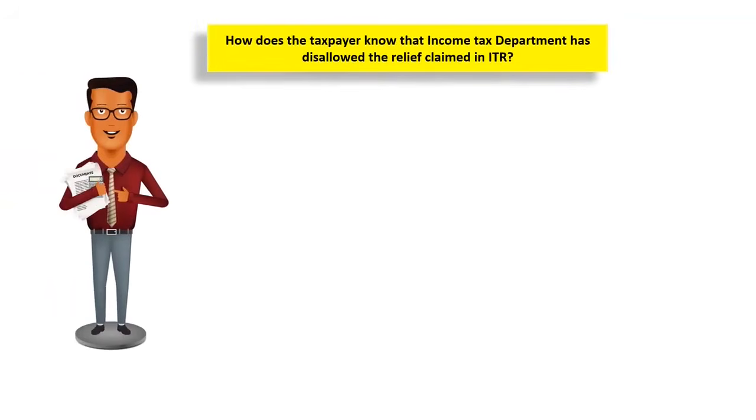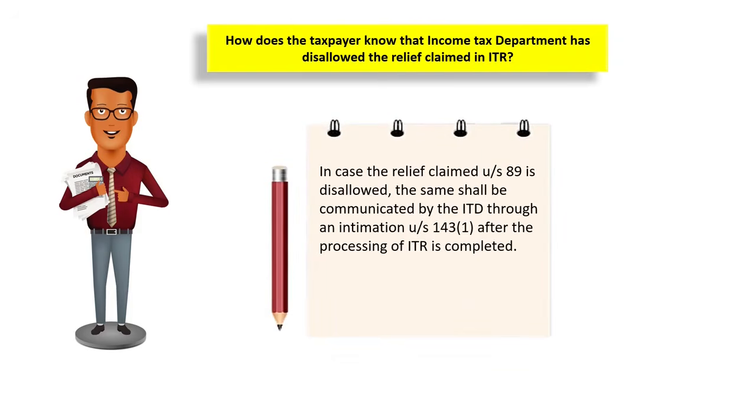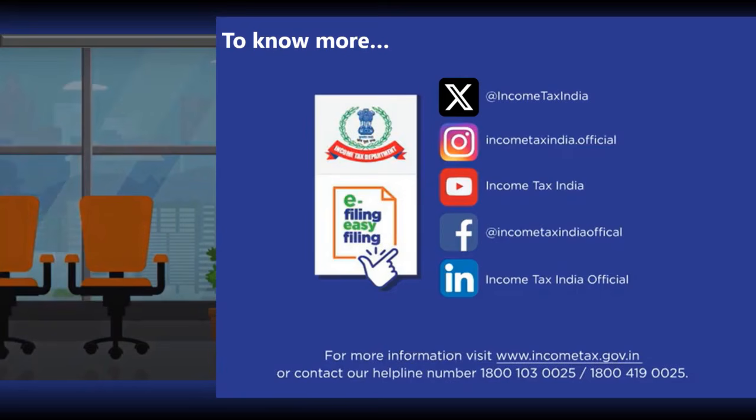The taxpayers might also want to know how they would come to know if the income tax department has disallowed the relief claimed in the income tax return. In case the relief claimed under Section 89 is disallowed, the same shall be communicated by the income tax department through an intimation under Section 143(1) after the processing of ITR is complete. Filing of Form 10E is very easy.